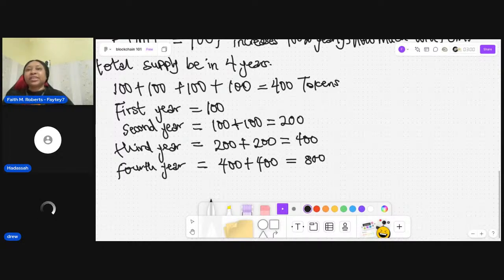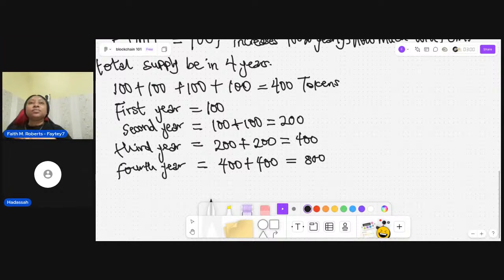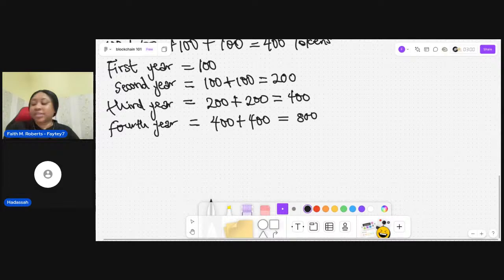Now, is this correct? Is it the actual scenario? Is it the actual state of things? Is this how things are supposed to be? Then let me give the third scenario.